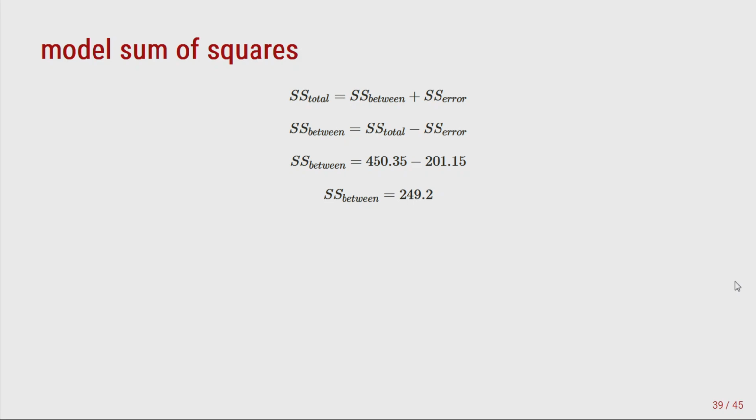I have a question. I didn't get it. What's the difference between the two sums of squares?